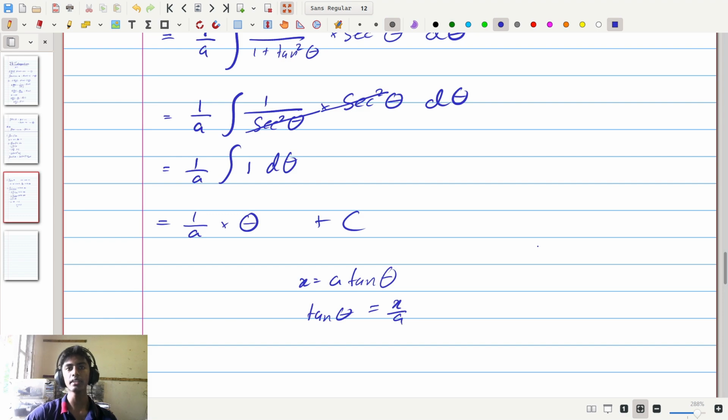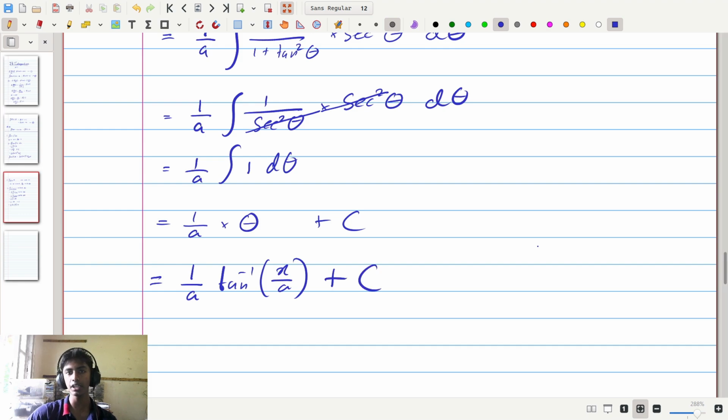Now then, within the range of theta between negative 90 and 90, we know that the tan inverse is a proper function. Therefore, we can say that within that range, theta is equal to the tangent inverse of x divided by a. We can use this to substitute in here to get rid of our substitution variable. Doing so, we can see that theta is equal to the tangent inverse of x divided by a. Therefore, our final answer is going to be 1 divided by a times theta, which is the tangent inverse of x divided by a, and then of course plus the constant of integration c.